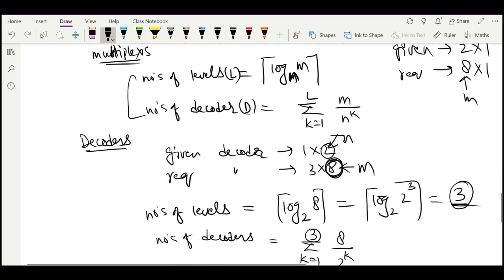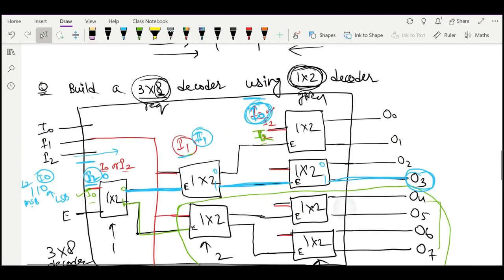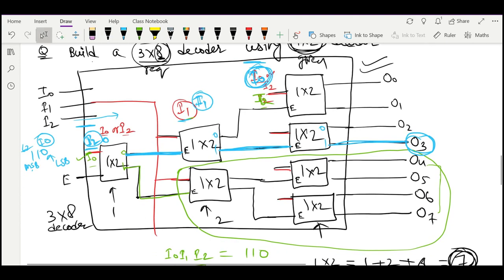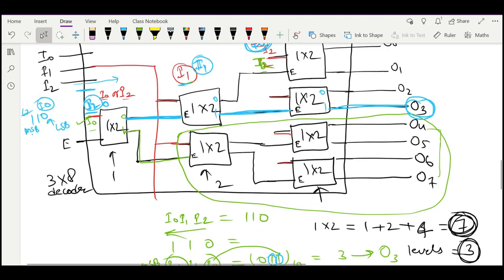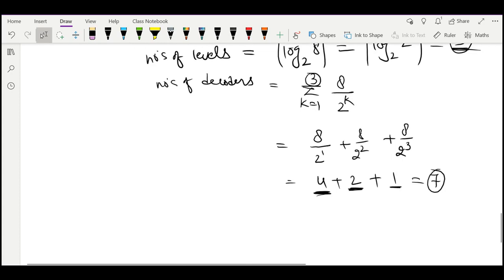Okay, so you can use these formulas to find the values directly, but do not think that the circuit implementation is not necessary when we have formulas. Why? Because in GATE it may be possible that they give you some circuit and some missing values are asked from you. Okay, so in order to answer that question, you must know how this circuit is built. So let's see another question on the formulas.